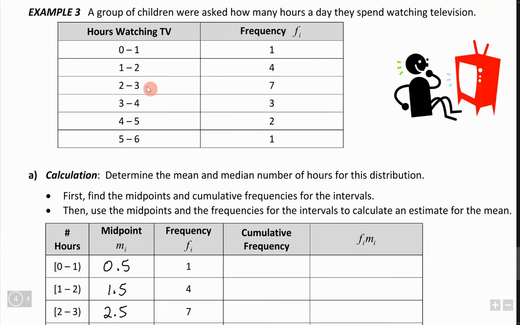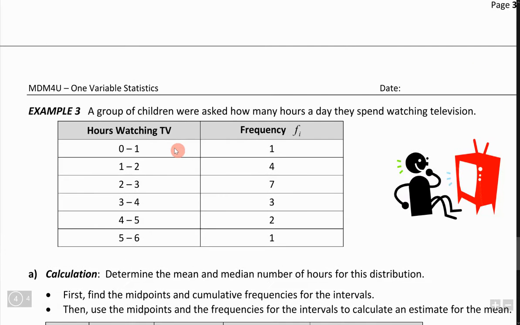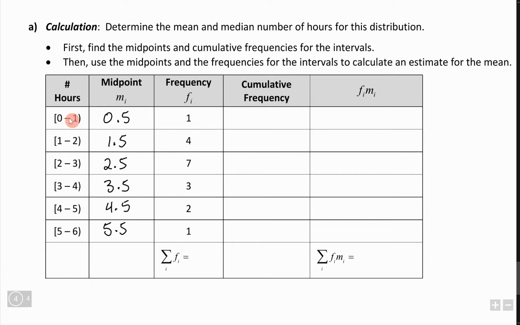Remember, these are values of hours watching TV. So there's one child who spends less than 1 hour, 4 children between 1 and 2 hours, 7 children between 2 and 3, and then 3 children between 3 and 4, 2 for 4 and 5, and 1 child for 5 to 6 hours of TV. Altogether, when you add these up, the sum of all the frequencies is 18. So we had 18 children.